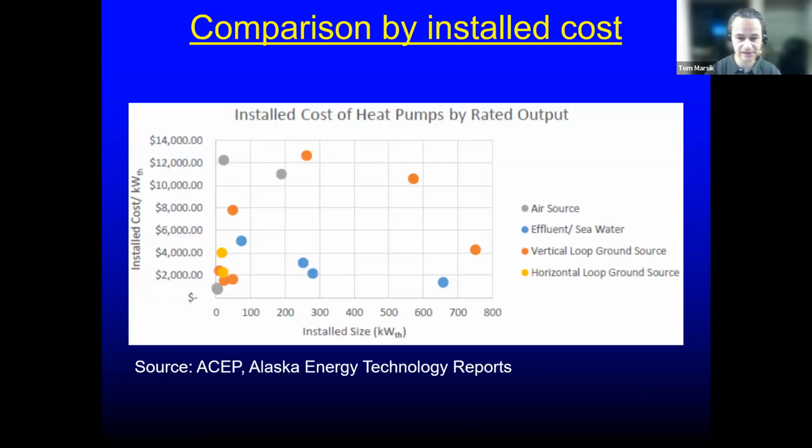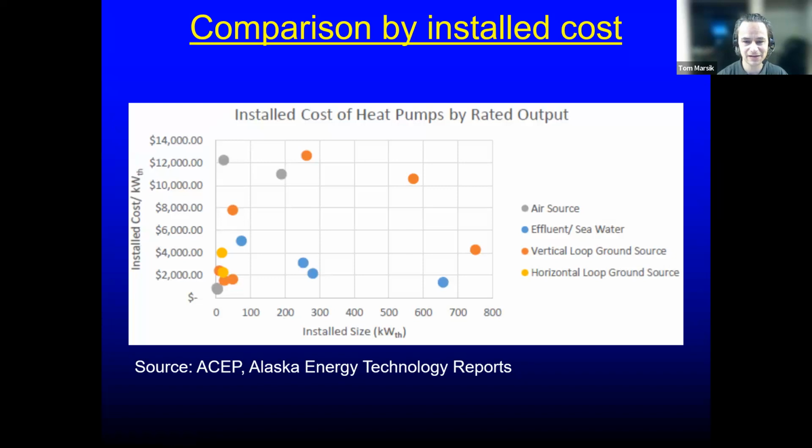So the Alaska Center for Energy and Power did a great job summarizing information about existing installations in Alaska. And one of the things that they looked at is their installed cost. Here on this graph, on the y-axis is the installed cost per 1 unit of thermal output. It makes sense to look at it per unit of thermal output because obviously bigger systems are going to cost more, but this way we can normalize it. And on the x-axis is the size of the systems in terms of their thermal output. And so they looked at various types of systems.